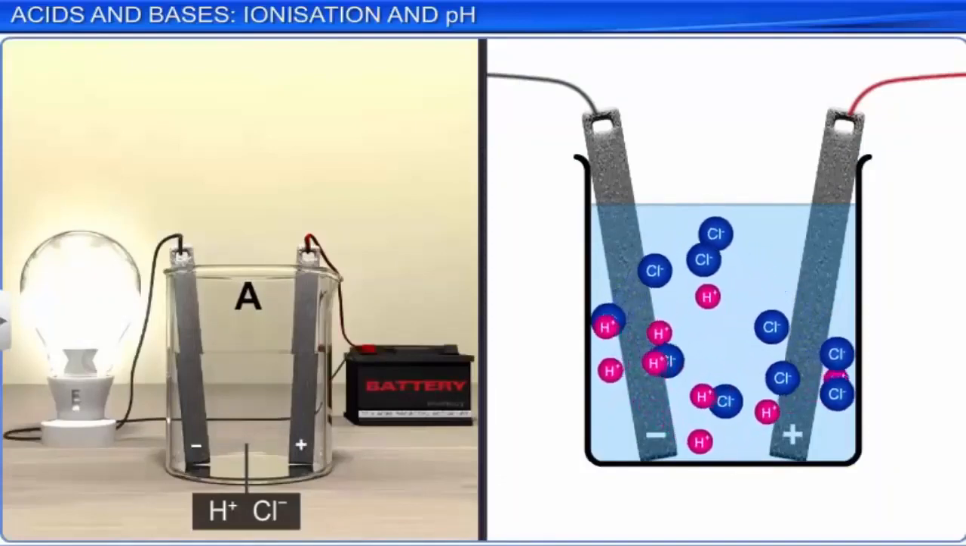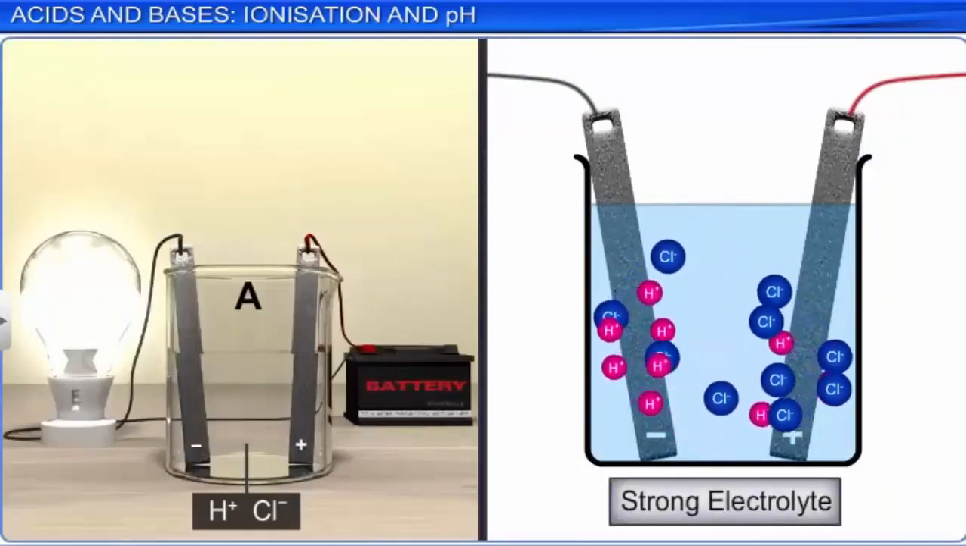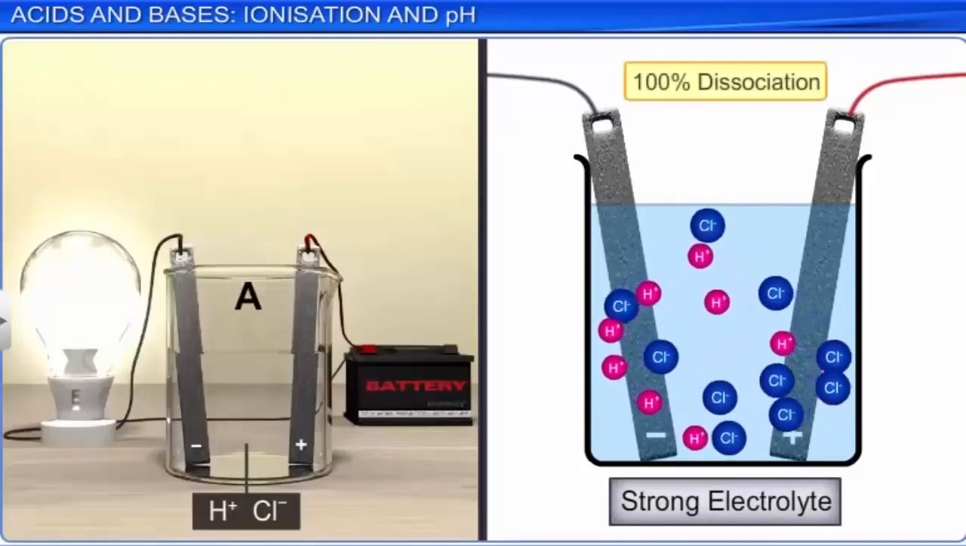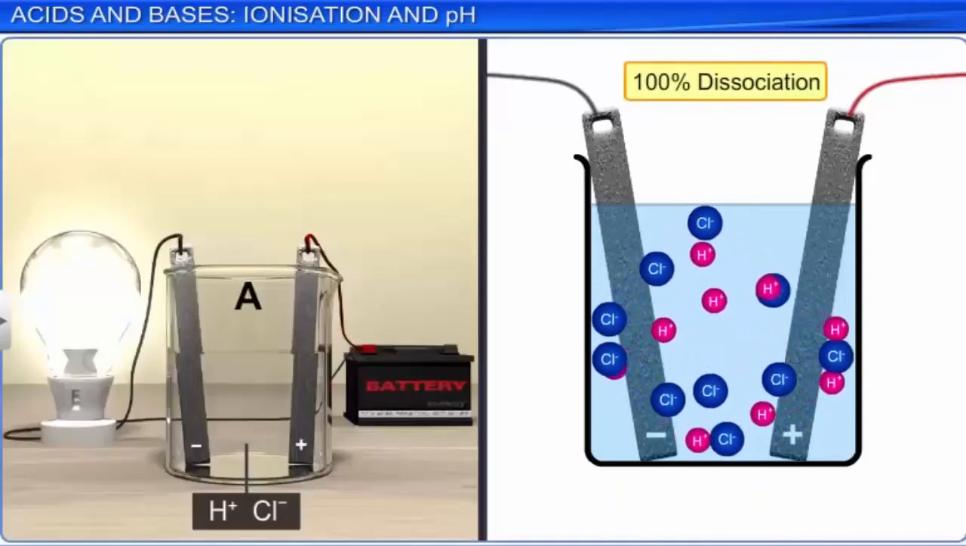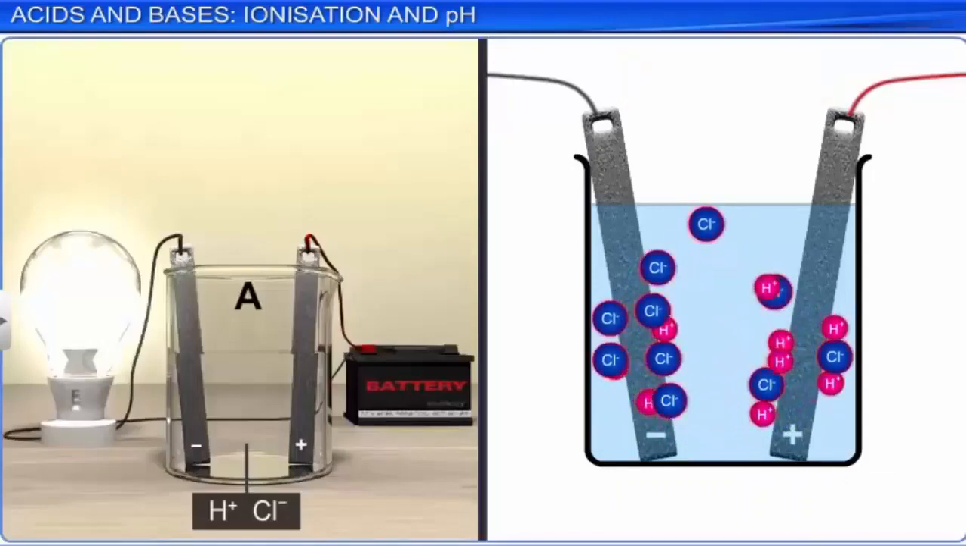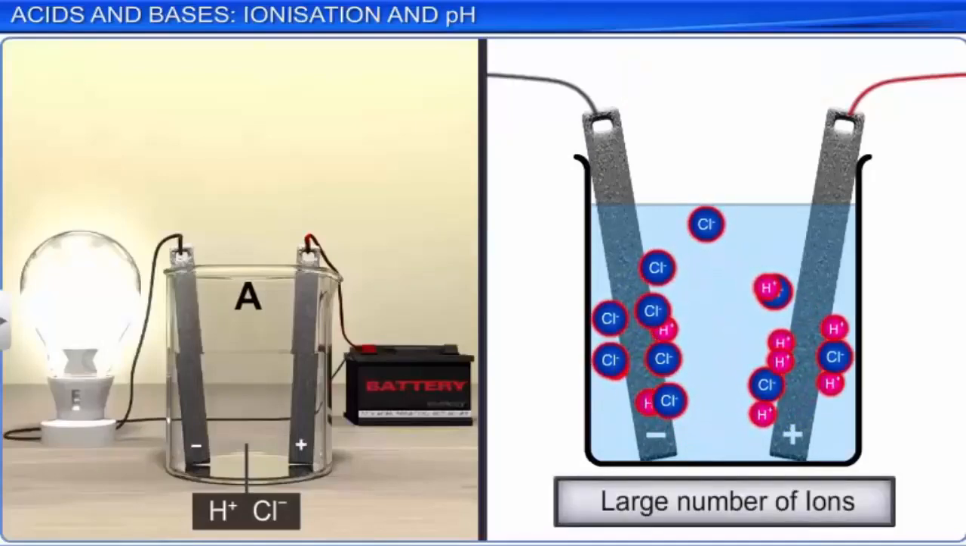HCl, being a strong electrolyte, undergoes almost 100% dissociation in water. As a result, the solution contains a large number of ions that help conduct electricity to a greater extent.